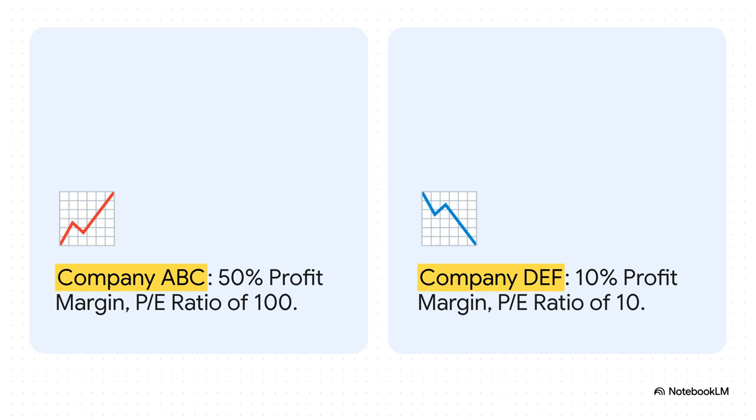But look at the PE ratio. Investors are paying $100 for every dollar of ABC's earnings, but only $10 for DEF's. Ratios let us weigh that extreme operational efficiency against how expensive the stock actually is to buy.